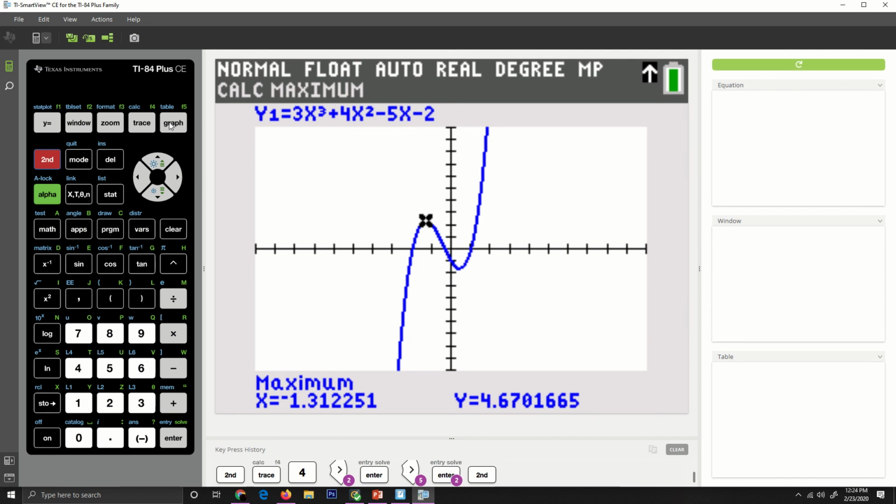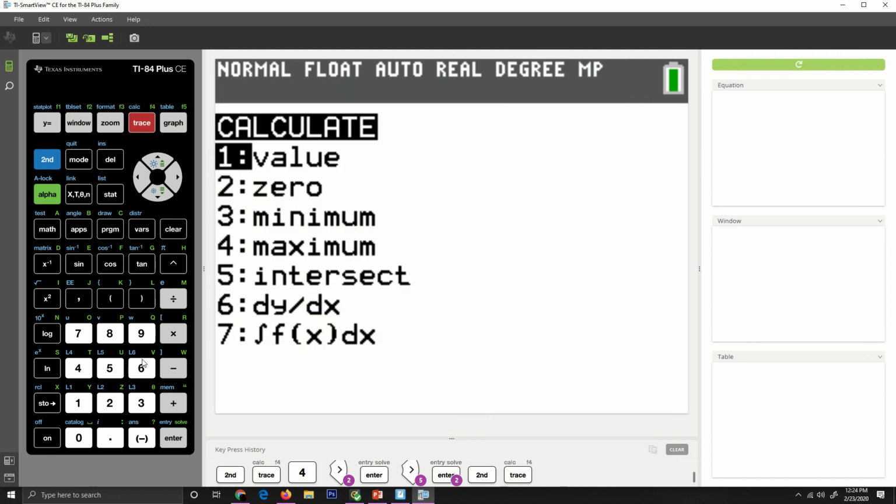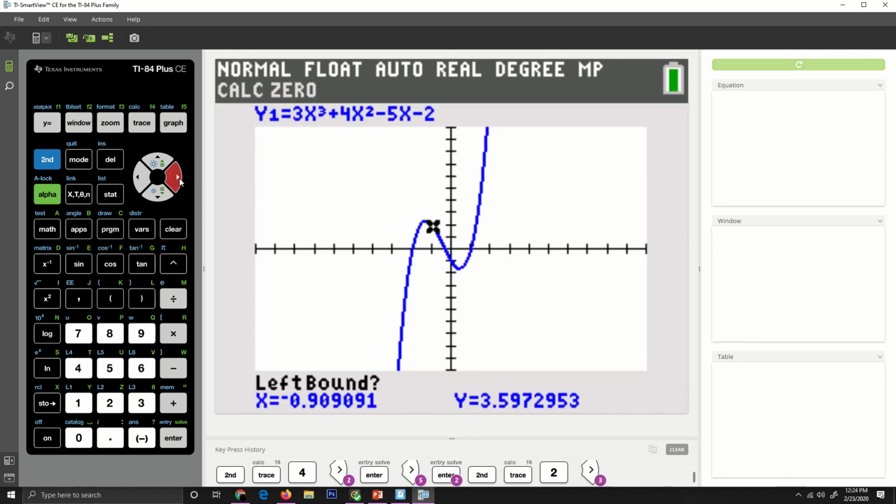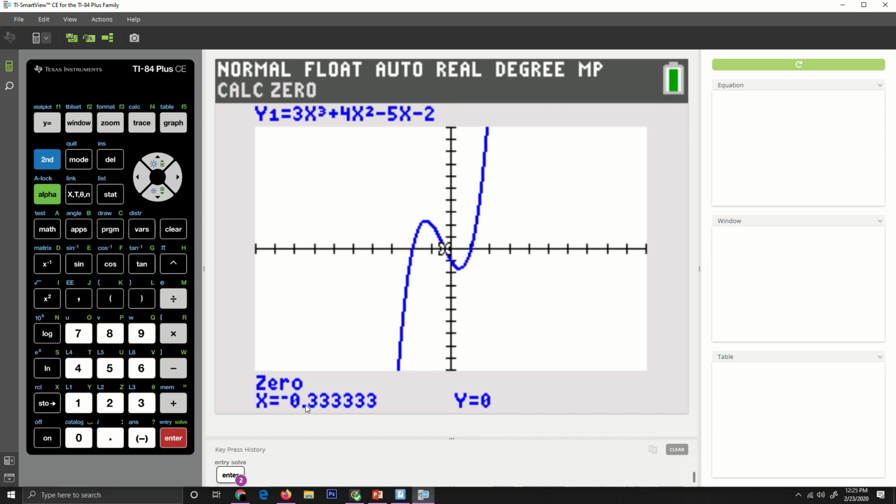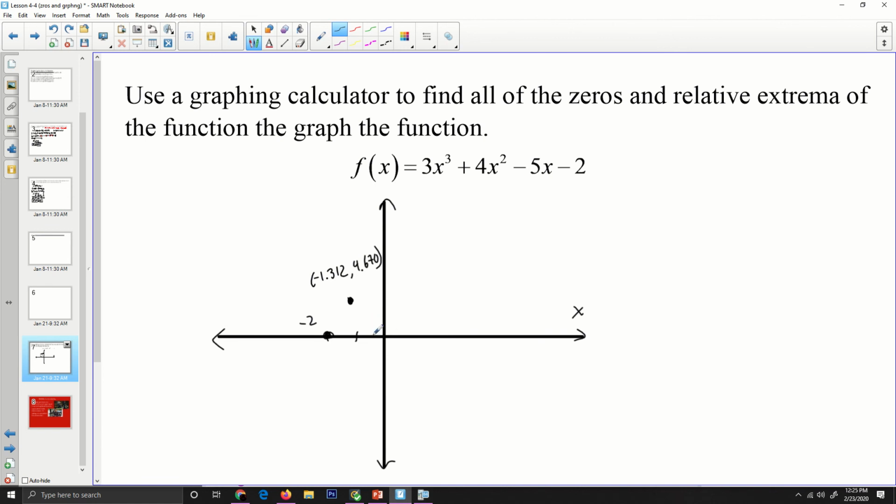And then clearly we're going to have another zero right there. So second, trace, zero. We're going to hit a 2 there. We're going to find that next zero. Hit enter. A little bit to the left, hit right, hit enter. And then it looks like this is a third. And I'm going to put that in because 0.3 repeating is a third. And so this is going to be at -1/3, 0. And then we also know that -2 is a y-intercept because -2 right there.